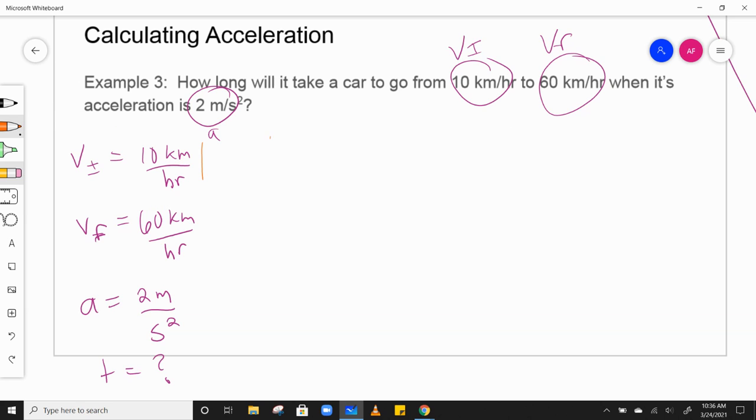So here I'm converting kilometers to meters. So kilometers goes on bottom, meters on top. There's 1,000 meters in 1 kilometer. And then I'm going from hours, so hours goes on top, opposite. And then seconds on bottom. And there's 3,600 seconds in 1 hour. Same thing here. I'm going to do the same conversions down here. 1,000 meters per kilometer. And for every 1 hour, we have 3,600 seconds.